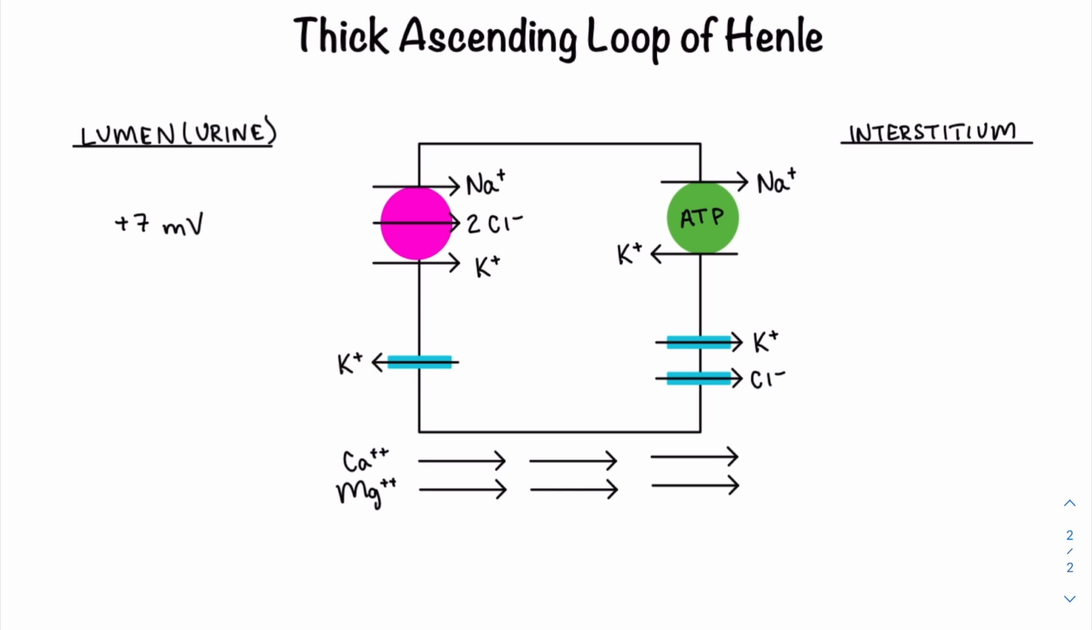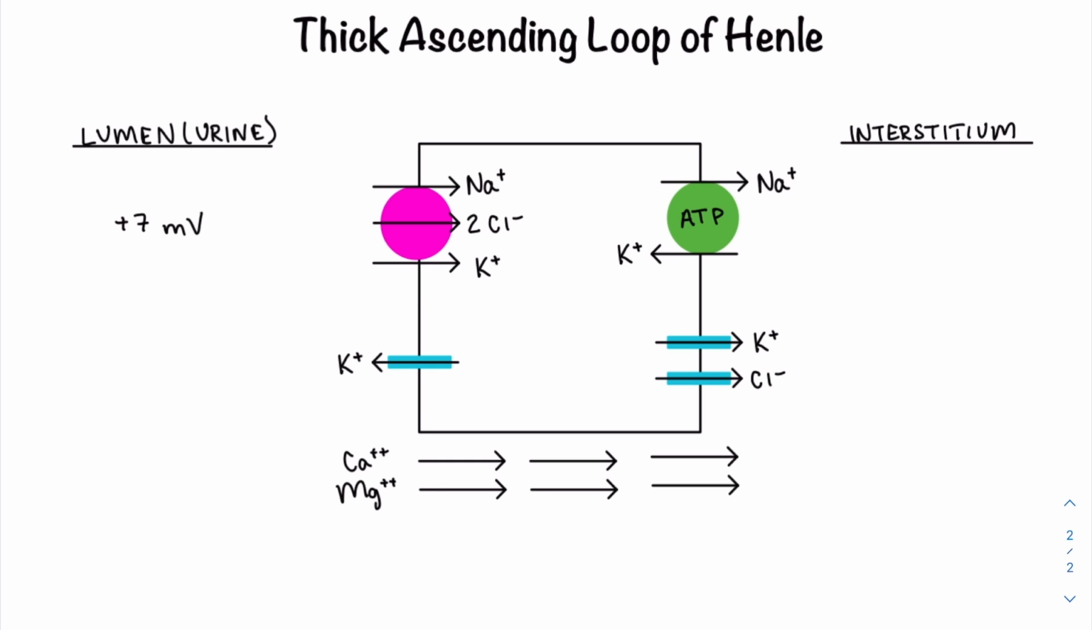And it's not only the fact that potassium is leaking back into the lumen, it's also the fact that chloride, which is a negatively charged ion, is being transported into the interstitium. It's not leaking back with potassium. So this transport of chloride into the interstitium and this leak of potassium back into the lumen is going to lead to this positive lumen potential here. And that positive lumen potential encourages calcium and magnesium to be reabsorbed into the interstitium paracellularly.